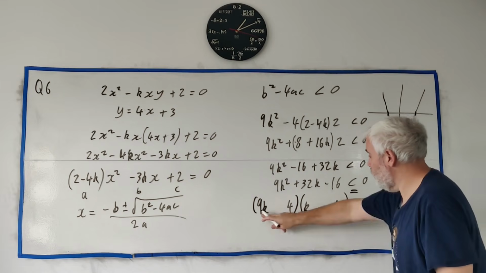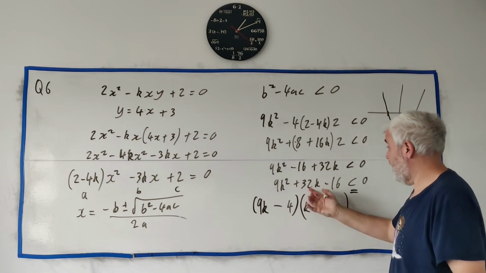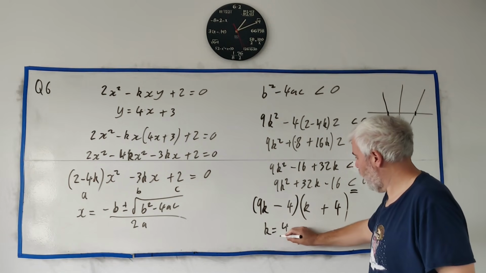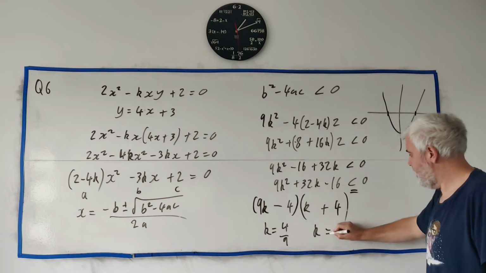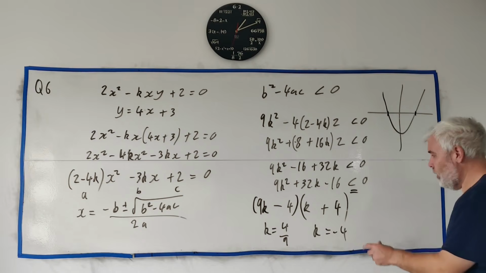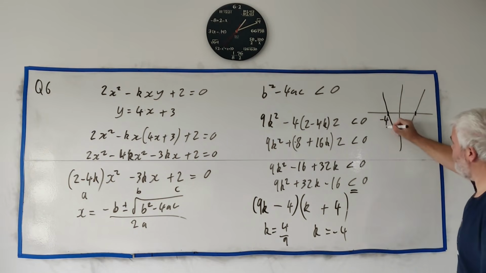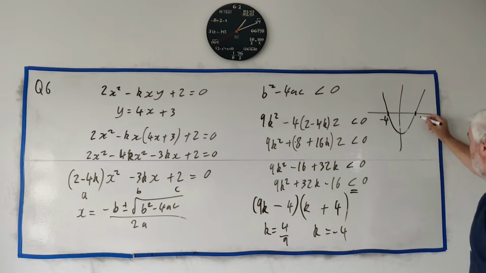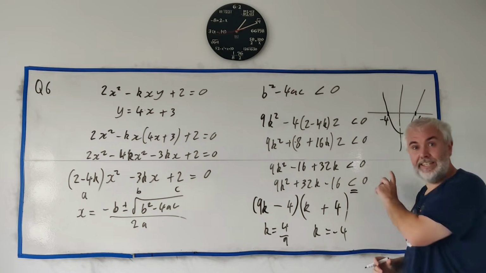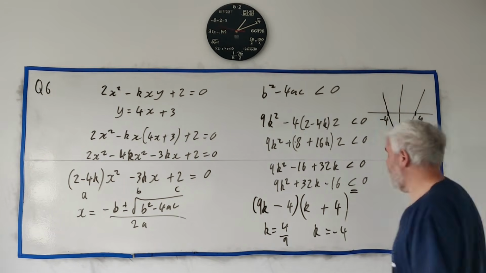That would be, we want plus 36, take away a 4, and that'll solve all that. So we'll have k is equal to 4 over 9, or k is equal to minus 4. Remember, our picture might not look too well, but basically this is the smaller number, that must be the minus 4. That's the bigger number, 4 over 9. So going back to the inequality, the answer is everywhere between these two.